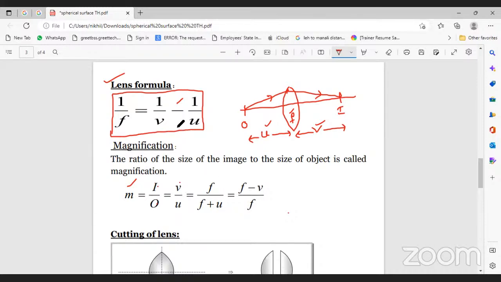On simplification from this, we can derive two other important concepts in two different forms: f divided by f plus u, or f minus v divided by f. Don't get confused. This is with respect to the lens. So this is the magnification formula for the lens: f divided by f plus u, or you can also write f minus v divided by f. Got it?